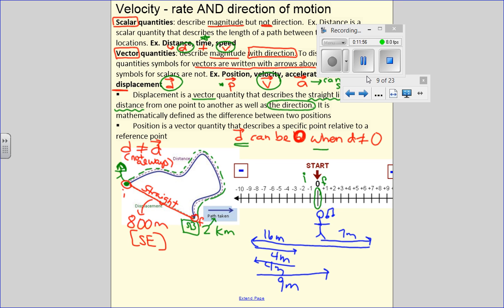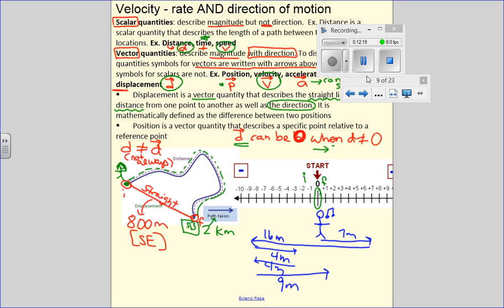In this particular example, if I wanted to figure out distance, I would add up all of the meters that he traveled. Exactly. If you end up where you started, no matter which way, whether it's a circle or a straight line, if you end up where you started, your displacement will be 0.